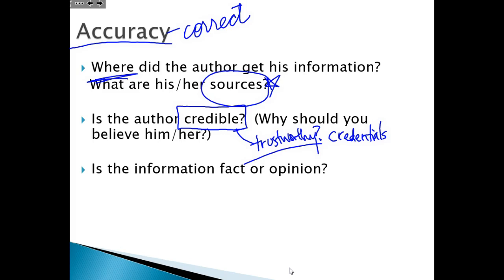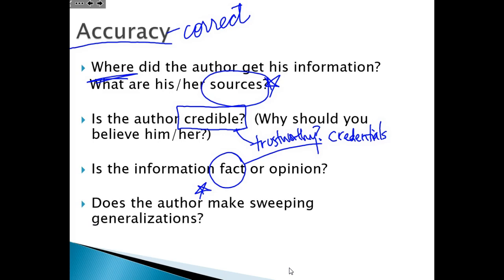The third thing is you want to look and see, is the information fact or opinion? And we've already talked about facts and opinion extensively. Facts are the better thing to look for if you're trying to figure out if somebody's being credible. If all they do is give you their opinion, that's a little different.